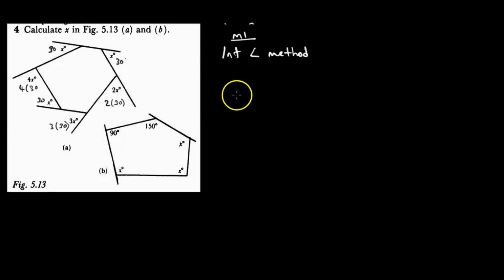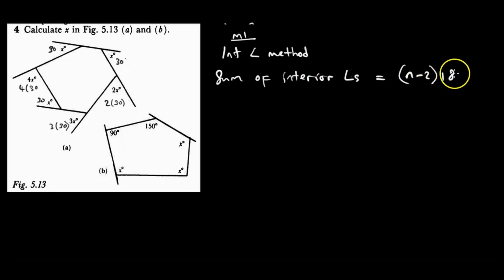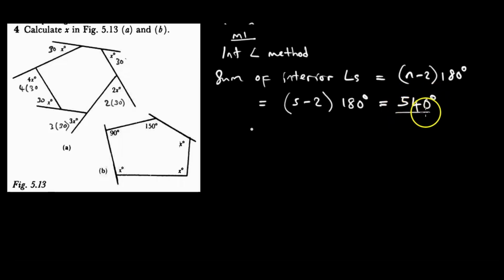So using our method here, we have to find the sum of interior angles, which is given by the formula n minus 2 times 180 degrees. What is n? The number of sides. We can count them here. The sides we have are 1, 2, 3, 4, 5. So it's basically 5 minus 2 times 180 degrees, which is just 3 times 180. And what do we get for 3 times 180? 540 degrees.